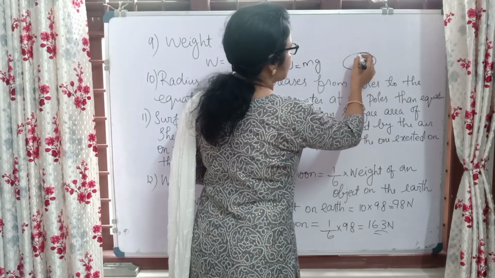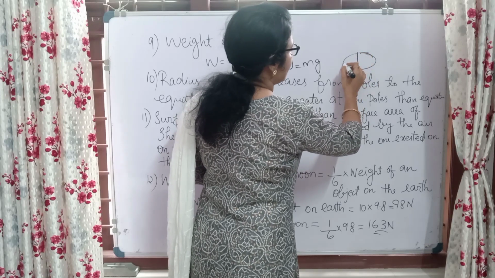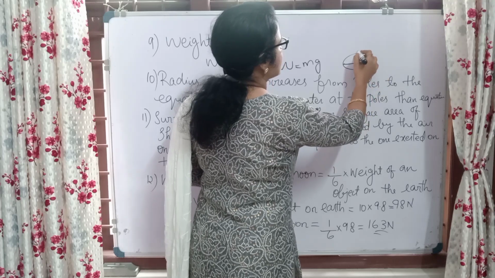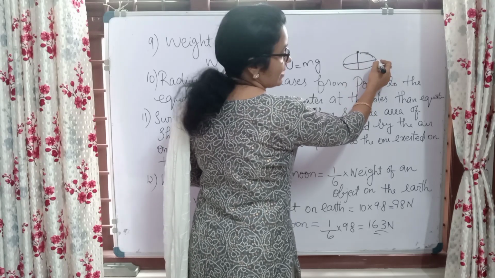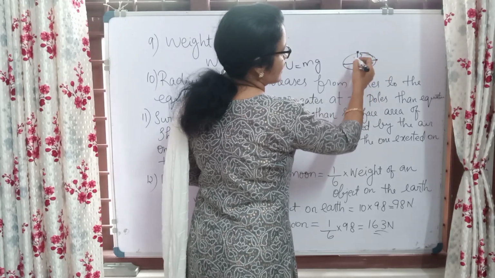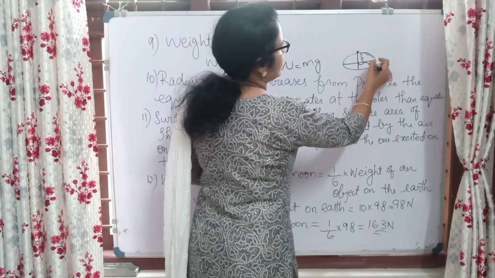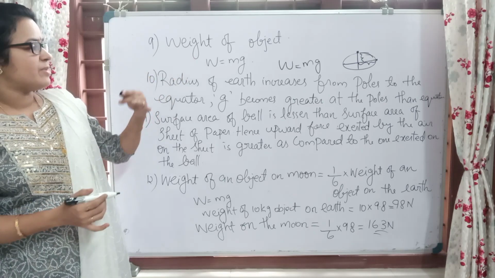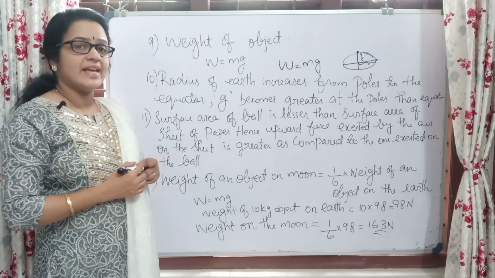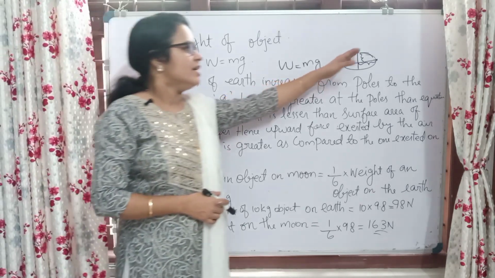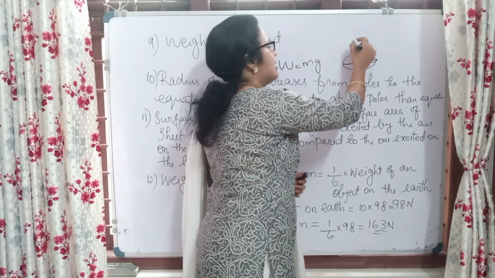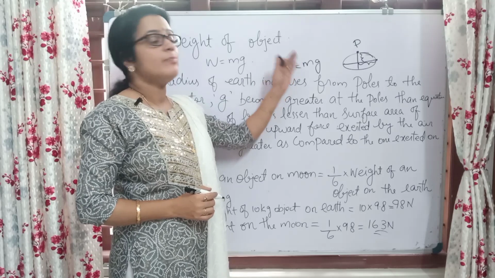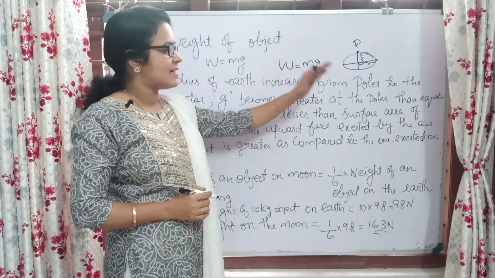What will happen? Suppose this is the shape of the earth. It is not an exact sphere. Here we can see, this is the pole and this is the equator, right? Here we can see that the radius at the pole is lesser than that at the equator. So if the radius is lesser, what will happen? g becomes greater at the poles, and here at the poles the value of g will be more. Okay, this is the pole. So what will happen to the weight? The weight will be more at the poles than at the equator.